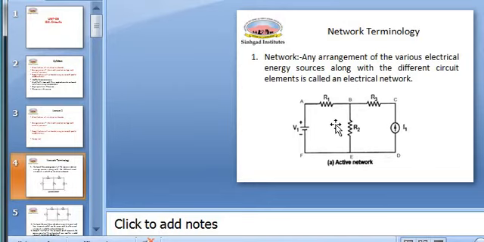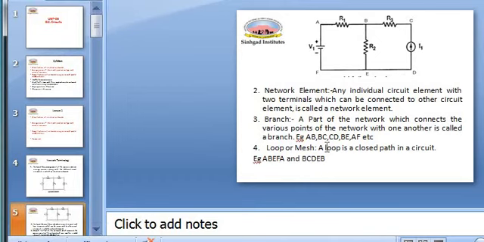It is an arrangement of various electrical energy sources. There might be a voltage source, there might be a current source, with the different circuit elements. These are the circuit elements. Under DC circuits, the circuit elements are only resistances. There will not be any inductor or capacitor in your syllabus. And also, numericals based on current sources are very rare. The numericals will be mostly based on voltage sources. Okay.